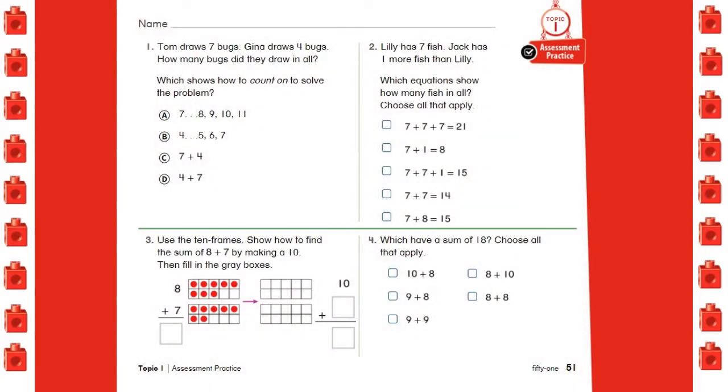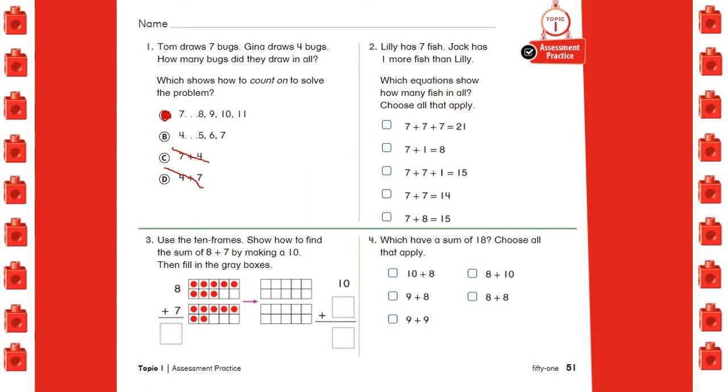Okay, so starting on page 51, Tom draws 7 bugs. Gina draws 4 bugs. How many bugs did they draw in all? Which shows how to count on to solve the problem. That's important because a couple of these could help you solve the problem, but we want to know which one counts on, shows how to count on. Well, C and D are incorrect because there's no counting on there. And we only have 2 choices left. That's good. And the correct answer is A. We start at 7 and we count on 4 spaces.